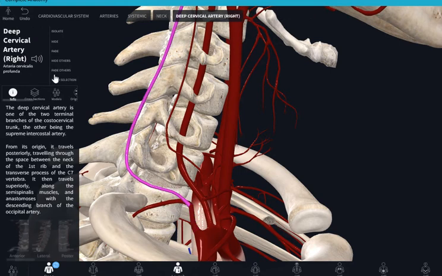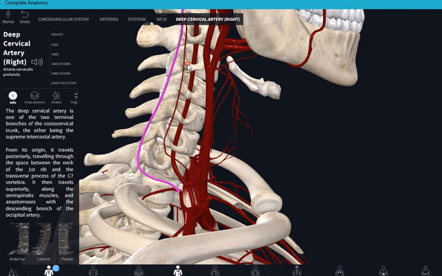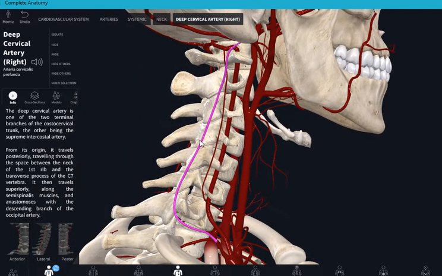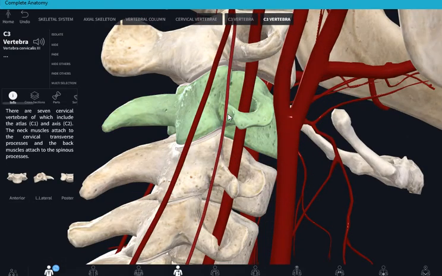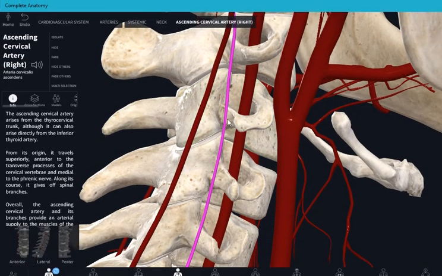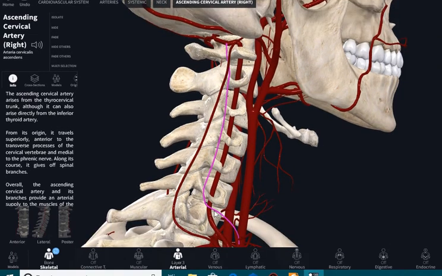This branch up here is going to be the deep cervical artery. So we have the deep cervical artery here. This other branch here is going to be the ascending cervical artery. The ascending cervical artery arises from the thyrocervical trunk. So these are the deep cervical artery coming from the costocervical trunk, and the ascending cervical artery coming from the thyrocervical trunk. All of them are going to supply the neck.